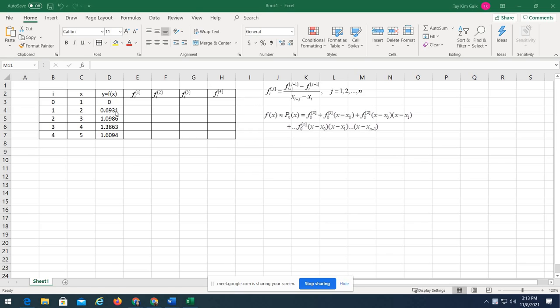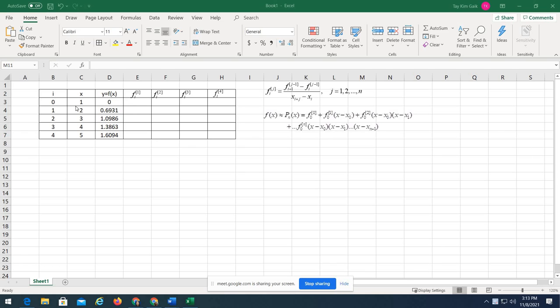So we have the same data, x 1, 2, 3, 4, 5, and y is actually generated by y equal to ln x, and we are going to estimate y when x equal to 4.5 using Newton divided difference. If you use Excel, it will be much faster rather than calculating one by one.